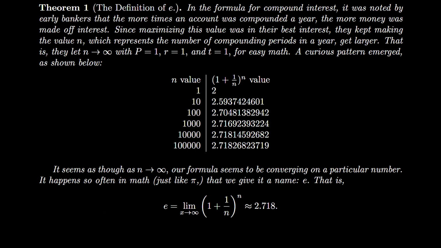In fact, here's the definition of E. So in the formula for compound interest, it was noted by early bankers that the more times an account was compounded a year, the more money was made off interest. Since maximizing this value was in their best interest, pun not intentional, they kept making the value N, which represents the number of compounding periods in a year, get larger. That is, they let N go to infinity. With P equals 1, R equals 1, and T equals 1 for easy math.